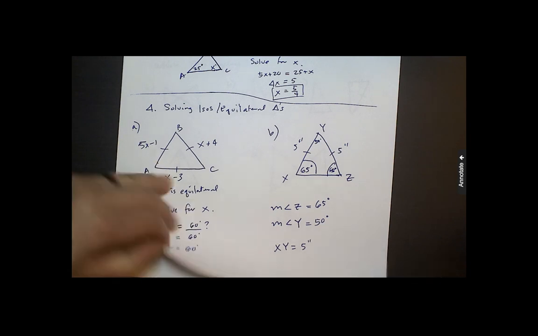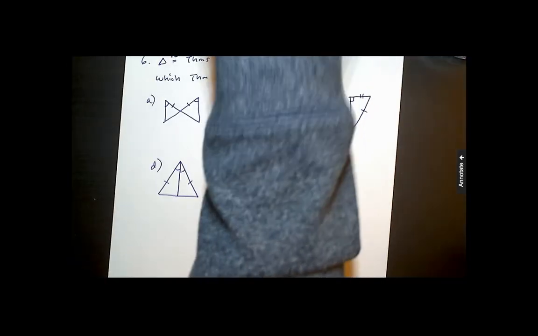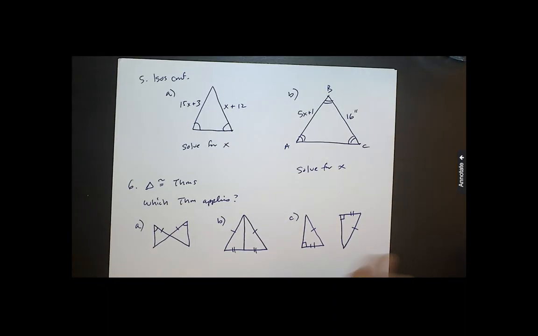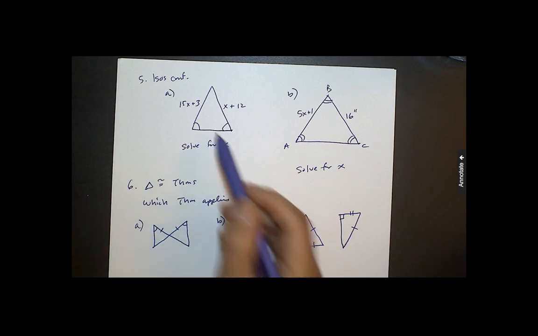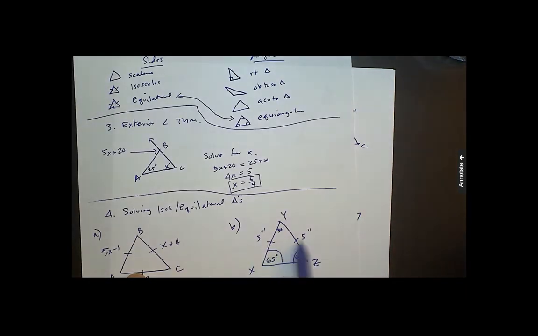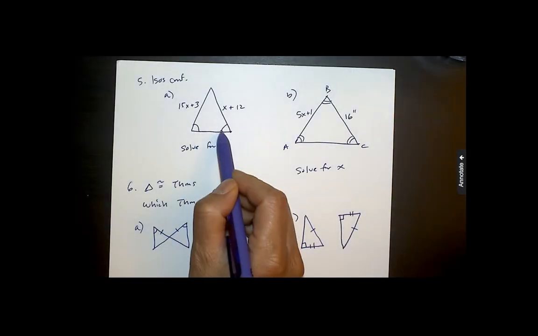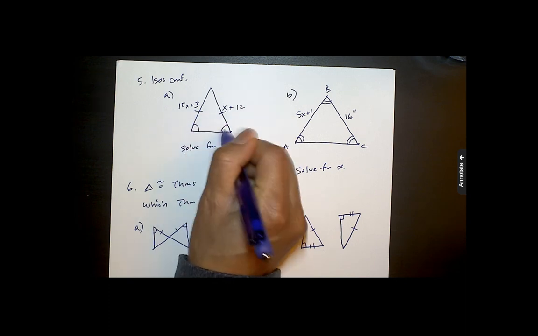Okay, so now let's go ahead and look at a few more isosceles triangles. Here's another isosceles triangle. In the last one, we were given that the sides are congruent, so we knew the base angles are congruent. Here we're given that these two angles are congruent, so now we know that these two sides are congruent.